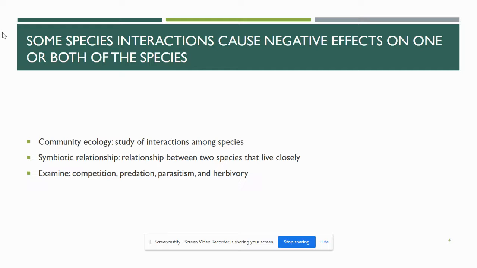A couple of terms to be familiar with before we get going. Community ecology is the study of interactions among species. A symbiotic relationship describes the relationship between two species that live in close proximity. And we will be looking at competition, predation, parasitism, and herbivory.